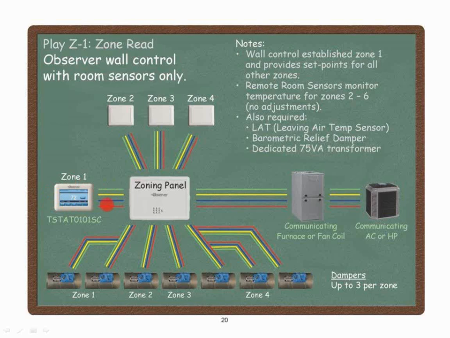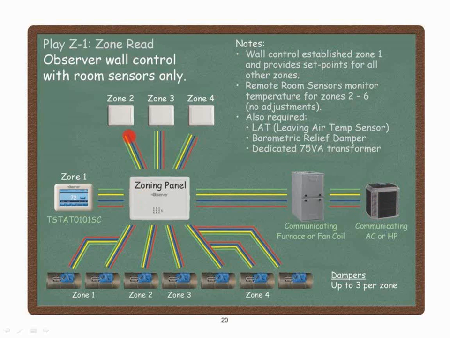He is wired with the 4-wire communication cable, 2 wires of communication, 2 wires of power, basically, back to the zoning panel. That same 4-wire communication then goes out to the communicating furnace or fan coil, and then that goes out to the AC or heat pump. And then remember, if you have a 2-stage AC, you only need the yellow and green wires. You don't need the extra 2 wires.